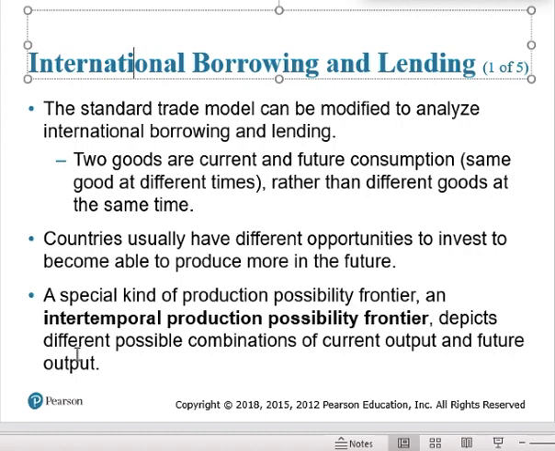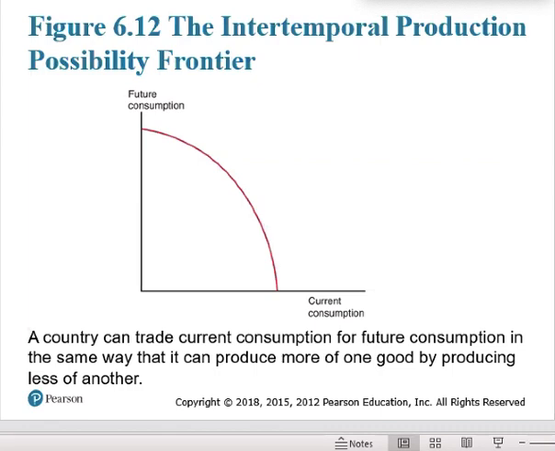Intertemporal means something like intergenerational, a change across periods from now to the future. So this is the intertemporal production possibility frontier. It's a little different from the previous one because this is intertemporal, and it depicts the different possible combinations of current output and future output. Because we are using a similar setting to do a different analysis from a different perspective. When you look at this production frontier line, it's very similar to what we have seen previously.